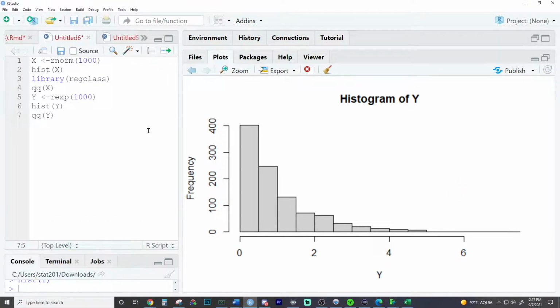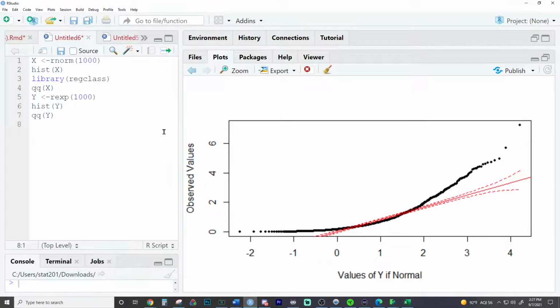So when we run the QQ plot for normality, also known as a normal quantile plot, we see something different. Here is the line if it's normal. I want to highlight this and let you see it even better.